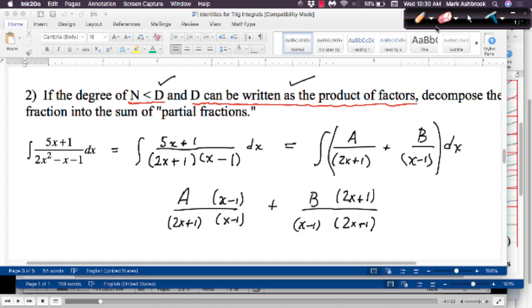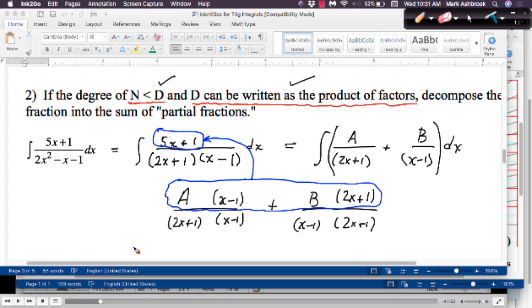So just as a preview here, this whole thing right here has to equal what? 5x plus 1, right? So we've got to get a times x minus 1 plus b times 2x plus 1. If we can get a and b such that it equals 5x plus 1, then we've got it. And then we have a rate function that we can do separately. We can do these two terms separately. So that's kind of a preview of where we'll start on Friday.